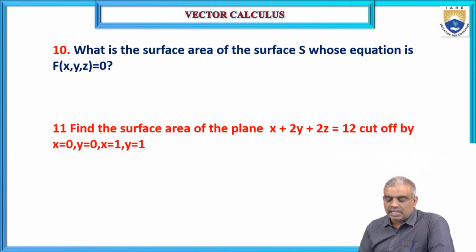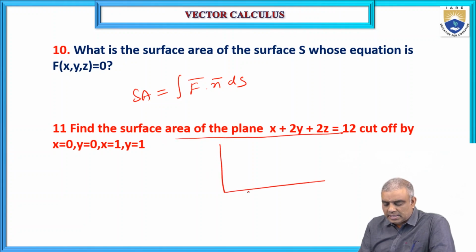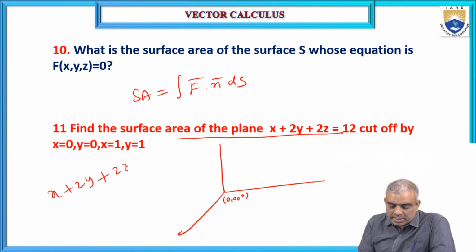Next, what is the surface area of the surface S whose equation is f of x, y, z equal to 0? That is integral f bar dot n cap into ds. That is the surface area. Next, find the surface area of the plane x plus 2y plus 2z is equal to 12. The plane is given as x plus 2y plus 2z equal to 12, or x by 12 plus y by 6 plus z by 6 is equal to 1.